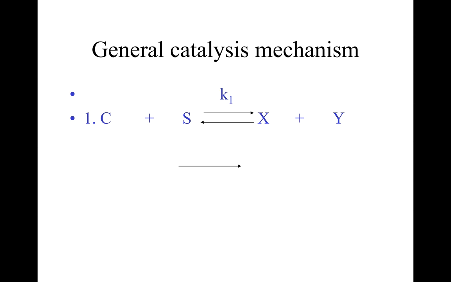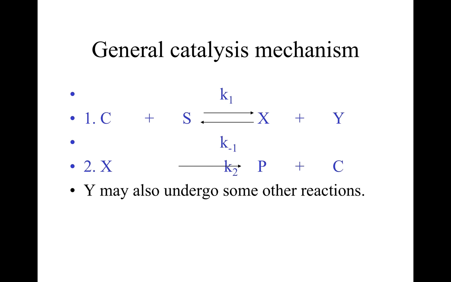Okay, let's look at another case. A catalyst plus a substrate in an equilibrium process to give us an intermediate complex X, which may then react with Y, or with Y as another product. The X then may break down to give you the products and the catalyst. Y may also undergo some other reactions.